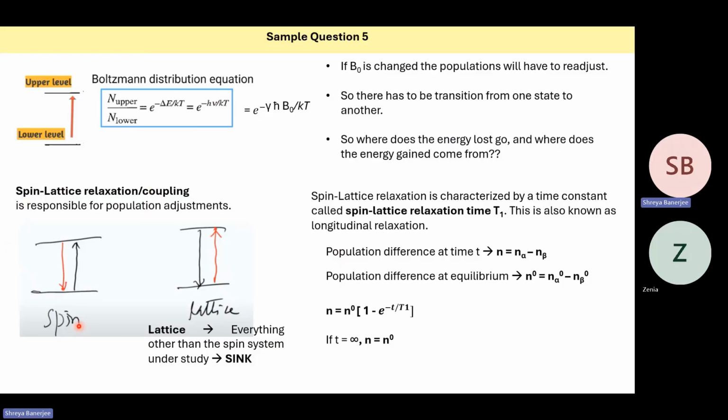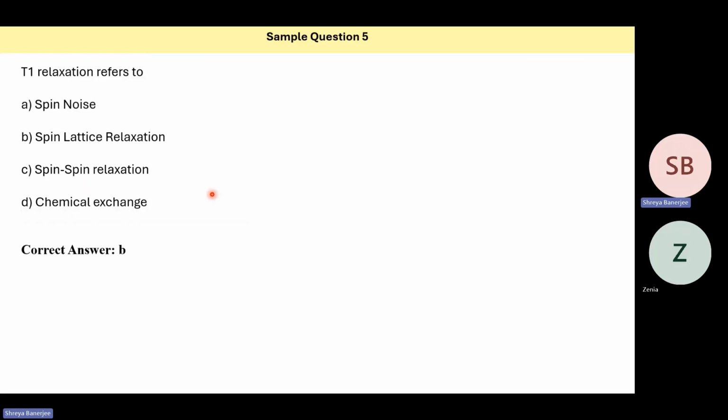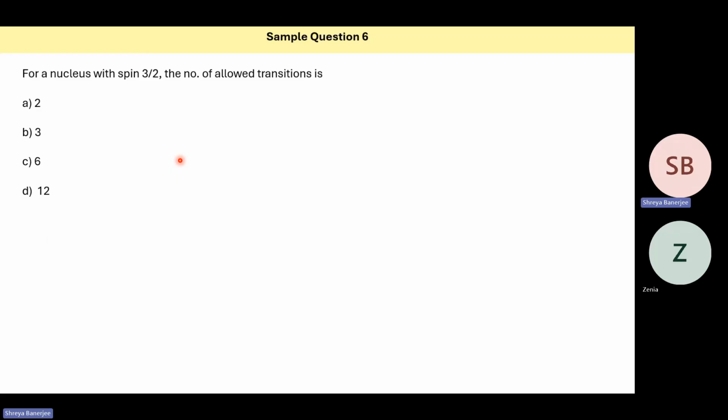So if you suddenly perturb the population with a radio frequency, it will tend to come back to the equilibrium population. And it will do that either by releasing some energy into the lattice or taking some energy from the lattice. And this is called spin lattice relaxation or coupling. And this is T1. So T1 is option B, that is spin lattice relaxation. T2 is actually option C, that is spin-spin relaxation, if the question was T2. The next question is asking, for a nucleus with spin 3 by 2, what is the number of allowed transitions?